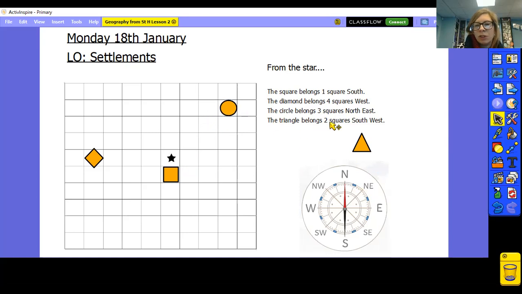And then the triangle belongs 2 squares southwest. So again, there's south and there's SW for southwest. So we're going diagonally the opposite way, 2 squares. So 1, 2, there we go. So hopefully that's where you thought all of those shapes would be.